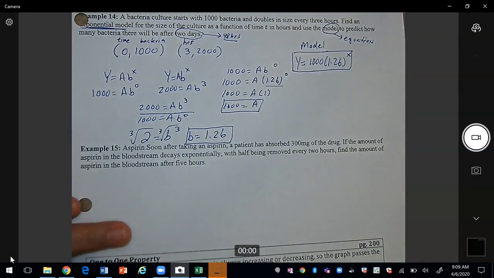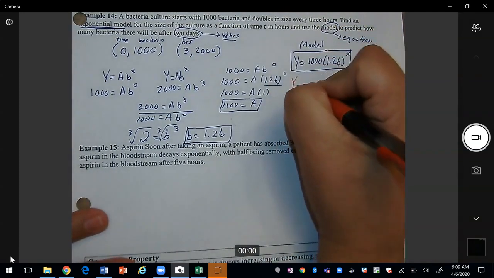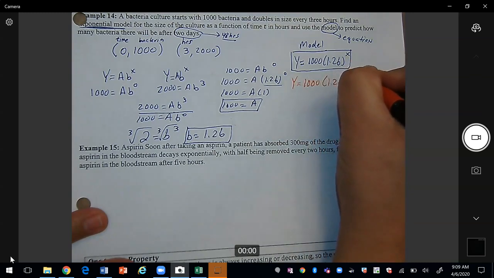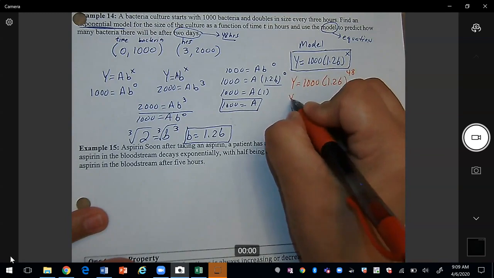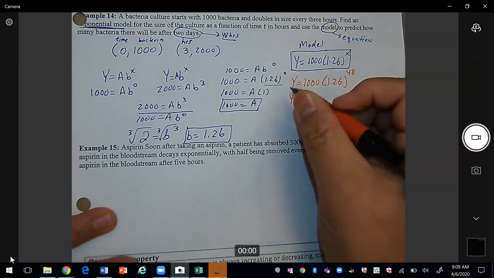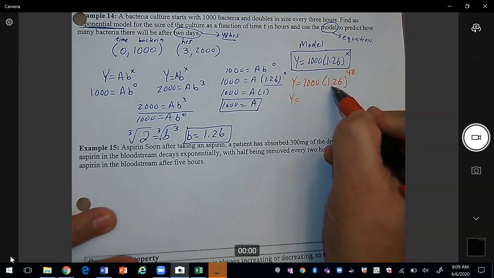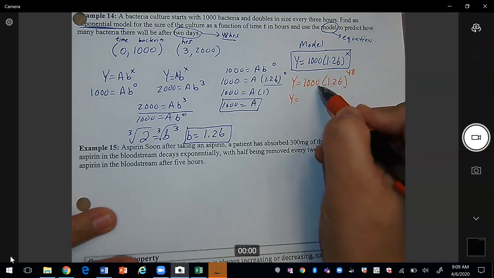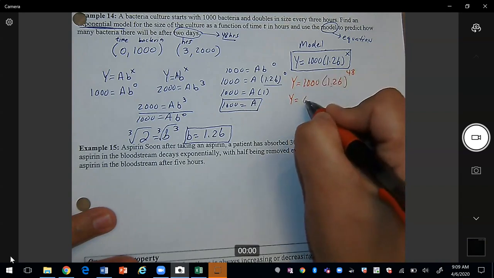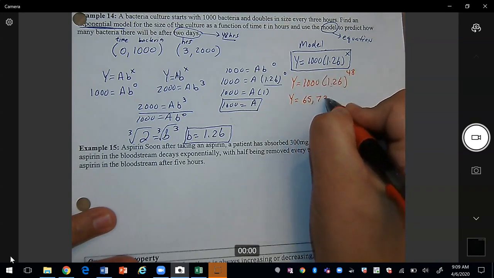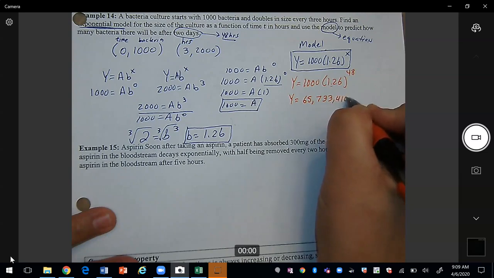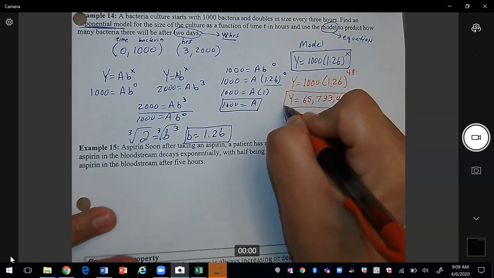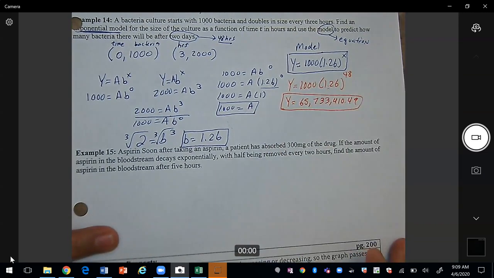And so now I can use my model and substitute that information. So for x, I'm going to put 48. And so in the calculator, we would type in 1.26 raised to the 48th power times 1,000, and this will become the following. So this is how much bacteria you would have in 2 days.